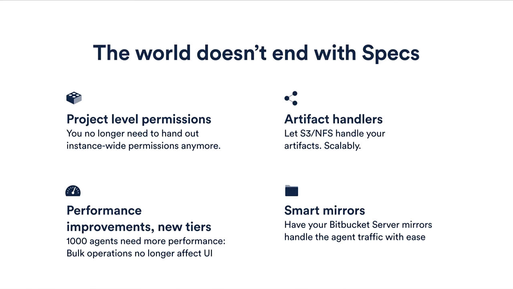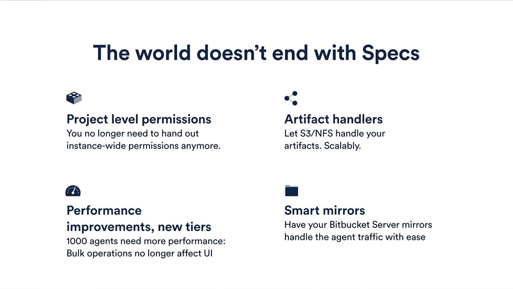We've made a lot of performance improvements because we're shipping new tiers. A new biggest tier will be a 1,000 agent tier, and we need to make a lot of performance-related work to actually have a stable instance at that level. The other thing we're shipping is artifact handlers, which basically means that you no longer need to rely on your Bamboo server to store your artifacts. You can spread them around on S3 or NFS.